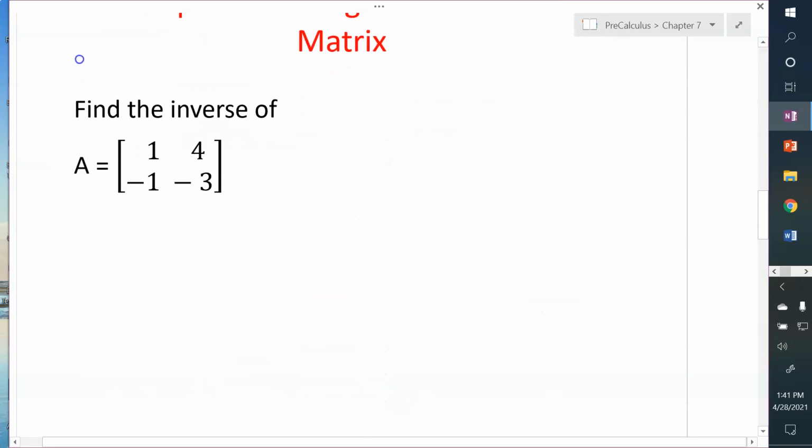All right, the next thing we're going to do is find the inverse of A. And we're going to do this two ways. The first way is going to be by hand, and the second way is on the calculator.